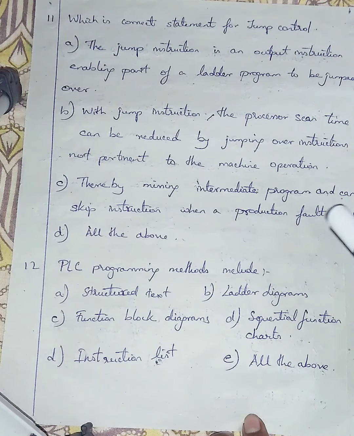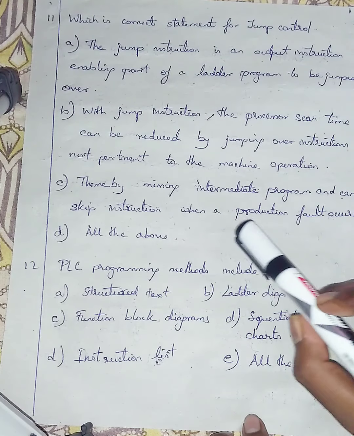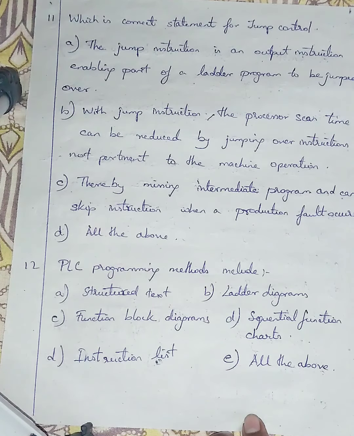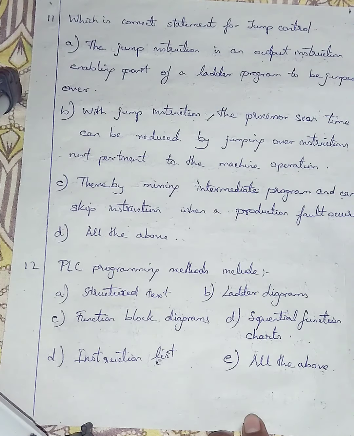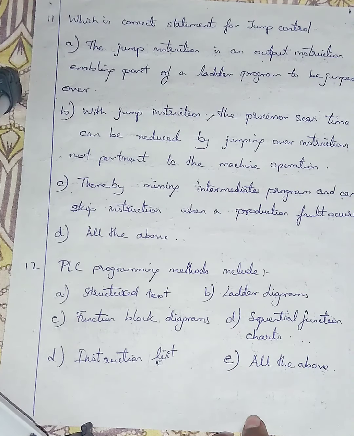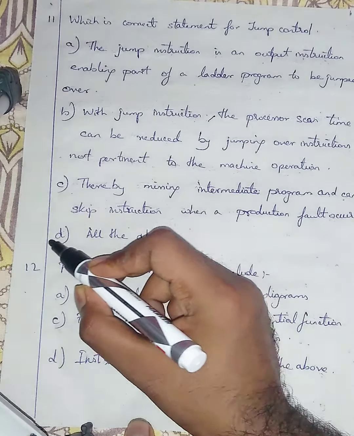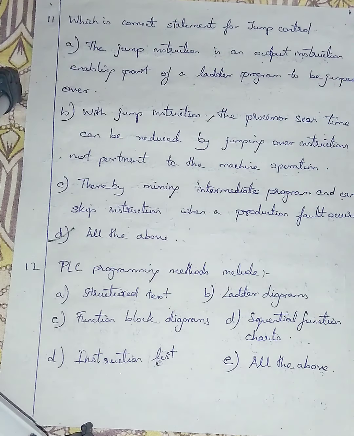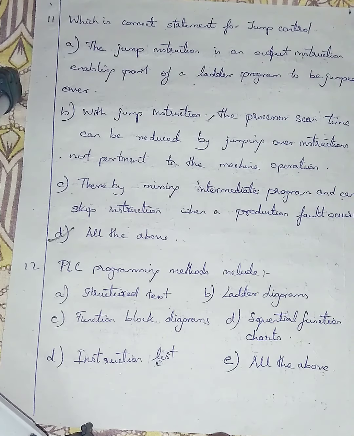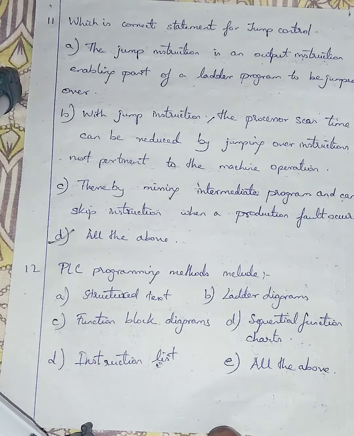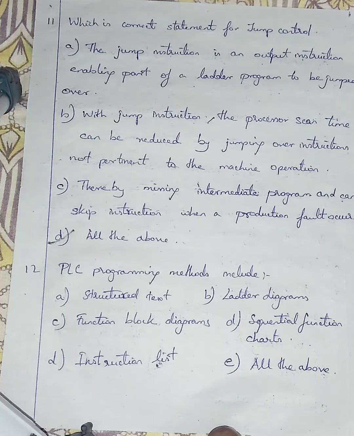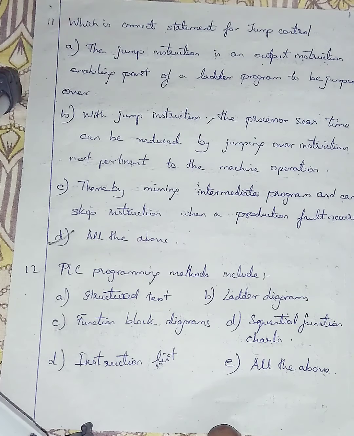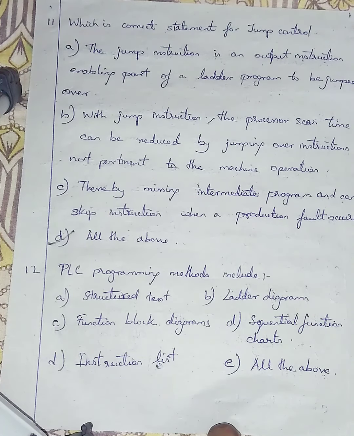Thereby missing intermediate program and can skip instructions when a production fault occurs. If there is no problem, then you can skip the instruction because the instruction is not so important. So I am going with option number D, all the above. If there is a production fault in this system, I'm talking about this in mechatronics, if you are executing that function, then there will certainly be a production fault. In that condition also you can jump over those instructions.